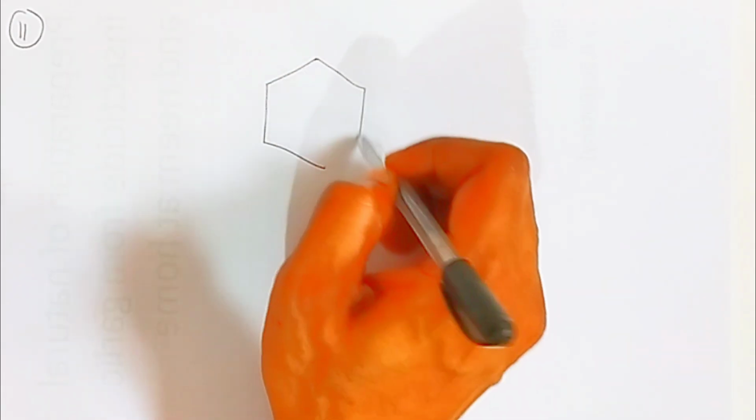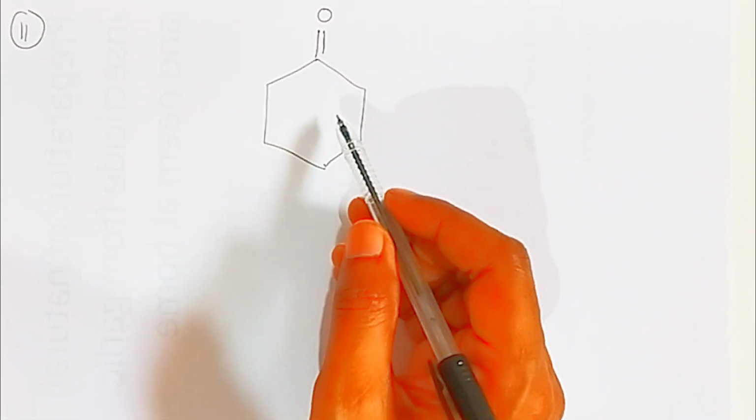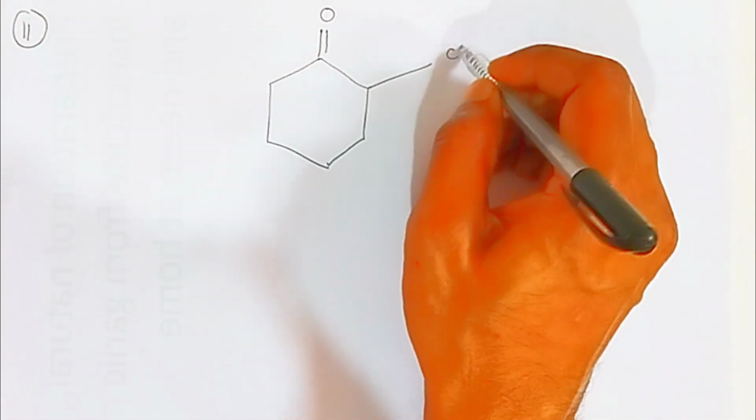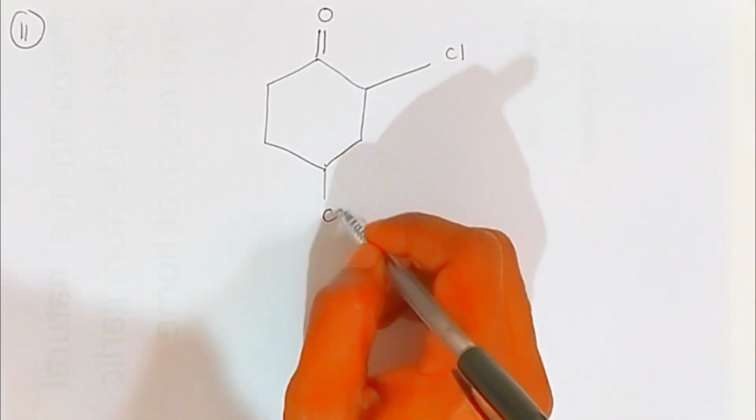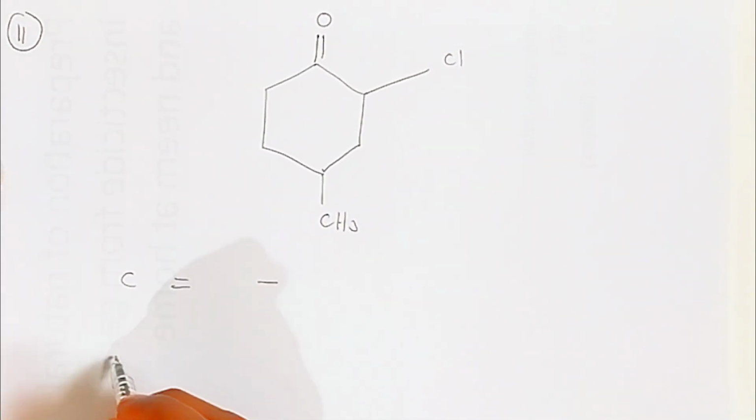This is the cyclic hydrocarbon, students. Here the oxygen is there. Now it is ketonic. Here chlorine is attached as a substituent, and here methyl is a substituent. So a common name is not possible, students, but we can name it by the IUPAC system.